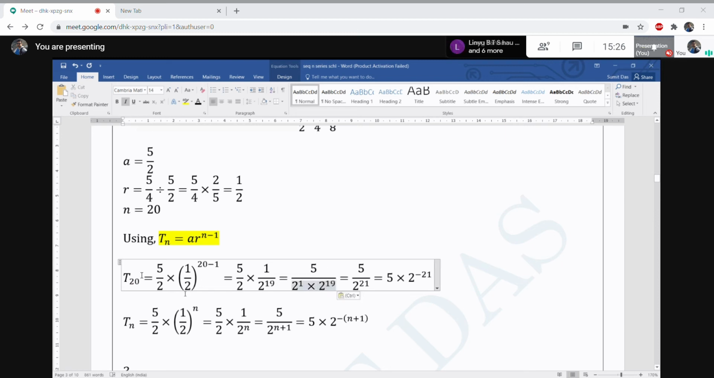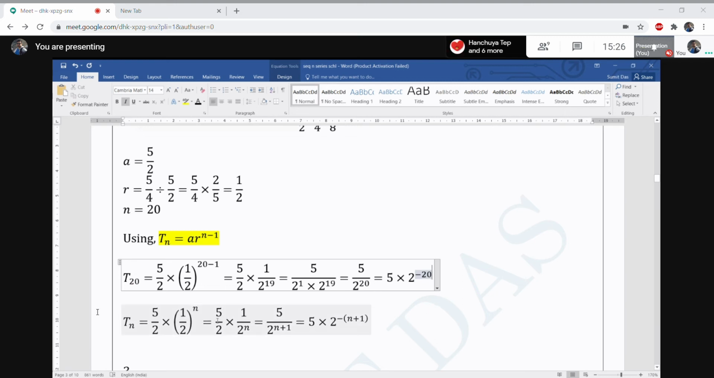So 2 to the power 19 and here 5 by 2, so denominator 2 is there. If you multiply this one, it will be 2 to the power 20. So basically we can write 5 divided by 2 to the power 20, that is the answer. Or you can just keep it like this also.